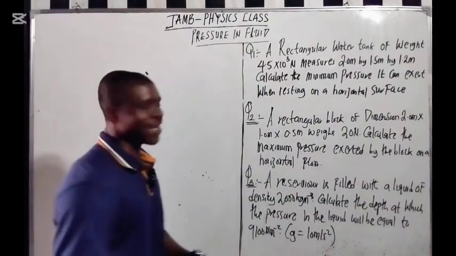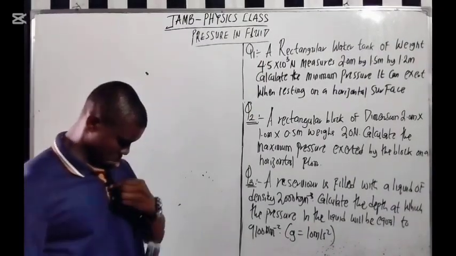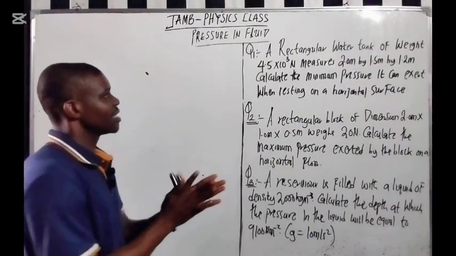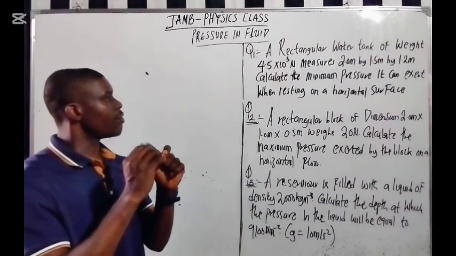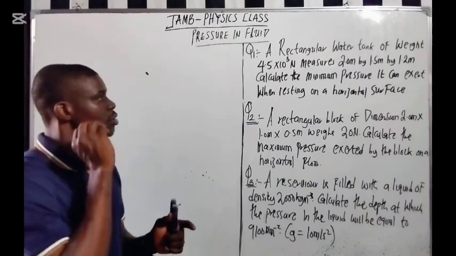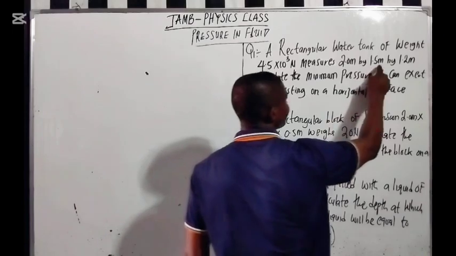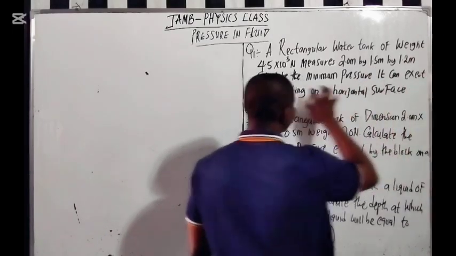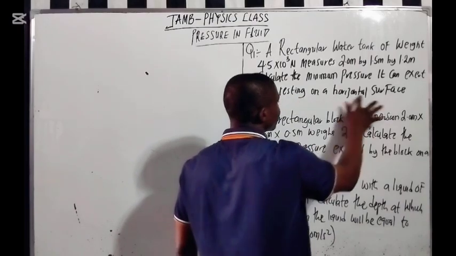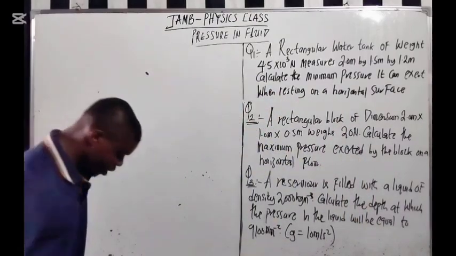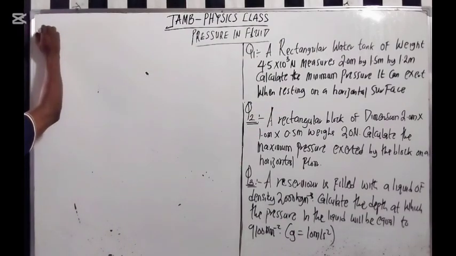So now let's have the first question here. Very important. This is the type of question you like to see in your exam. A rectangular water tank of weight 4.5 times 10 to the 3 Newton measures 2.0 meter by 1.5 meter by 1.2 meter. Calculate the minimum pressure it can exert when resting on the horizontal surface. So how do you solve this problem here? Please pay close attention. If you check very well, they gave us the force. They gave us force to be what?